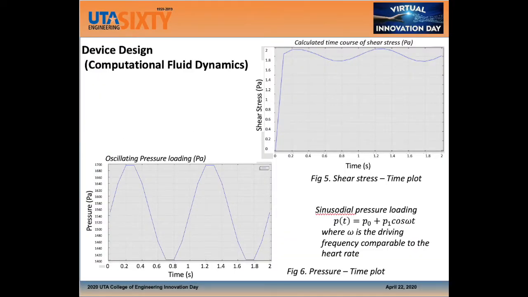And then we were able to do the computational fluid dynamics, which we used to evaluate the requirements that were given to us for the bioreactor. At a driving pressure of 1500 pascals, we were able to get a shear stress of 2 pascals. Figure 6 shown below shows the oscillating pressure loading, which is similar to the driving frequency to the arc of the endothelial cells as well.